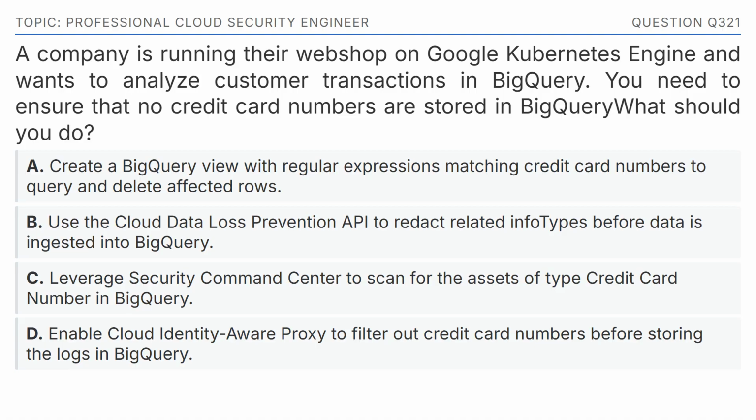Option B, use the Cloud Data Loss Prevention API to redact related info types before data is ingested into BigQuery. Option C, leverage Security Command Center to scan for the assets of type credit card number in BigQuery. Option D, enable Cloud Identity-Aware Proxy to filter out credit card numbers before storing the logs in BigQuery.